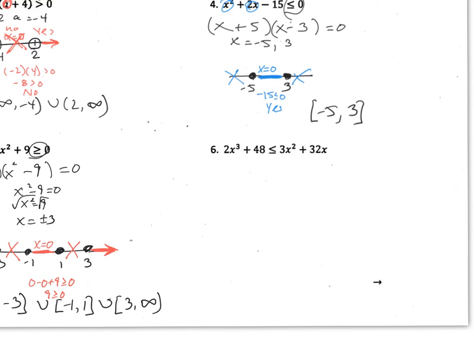And for this last one, first thing we have to do is get it set equal to 0. So we'll bring this 3x squared over. Also, we're going to bring the negative and make this 32x negative, and the 48 stays positive because it's not moving. Set this equal to 0.